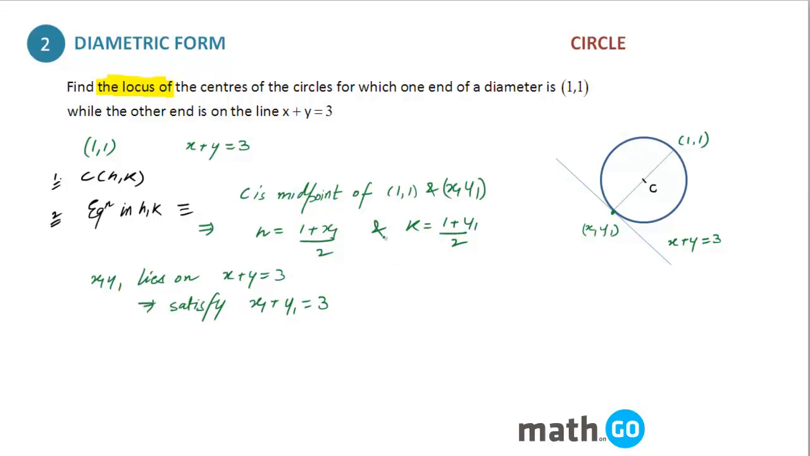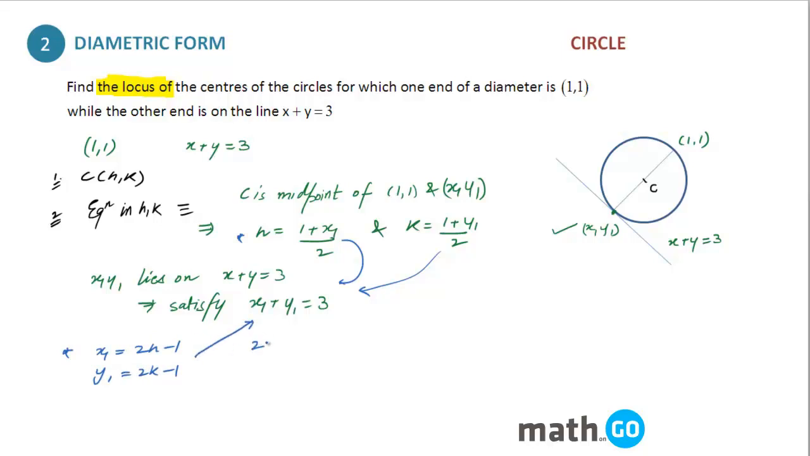पर क्या हमें x1 y1 चाहिए? Do we require x1 y1 in the answer? Not obviously, because I have generated x1 y1. It was not given in the question. So now the whole target then becomes to convert the value of x1 and y1 in terms of h and k and put it here. So from this particular step, x1 is nothing but 2h minus 1 and y1 is nothing but 2k minus 1, right?